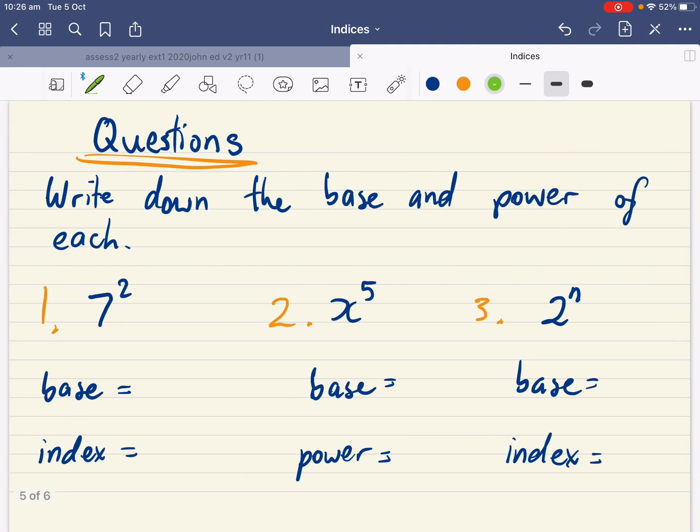Okay, so for the first one, the base was 7 and it had an index of 2. Really simple, there's no tricks. I wasn't lying when I said this topic may be our easiest topic of the year. So I'm glad to get it done during lockdown when you don't have as much help as what you'd normally have in the classroom. The next one, well, the base is x. This time we don't know the value of the base, but we're calling it x. The base is x, and the power should have been 5. And the final one, the base is 2, and the index is n. So they're the answers for the first 3.